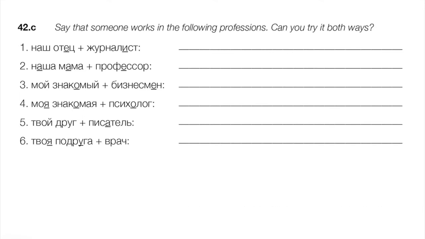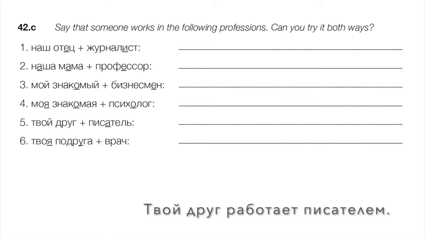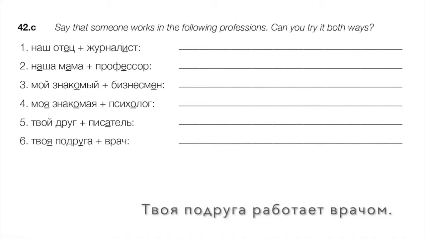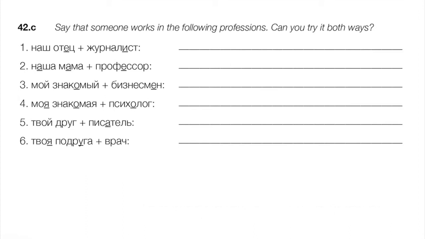5. Your friend is a writer. Твой друг писатель. Or he works as a writer. Твой друг работает писателем. It almost sounds a little bit odd, right? I think, again, we'd normally probably just say Твой друг писатель. He is a writer. Number 6. Твоя подруга врач. Your female friend is a doctor. Или она работает врачом. Твоя подруга работает врачом. She works as a doctor.